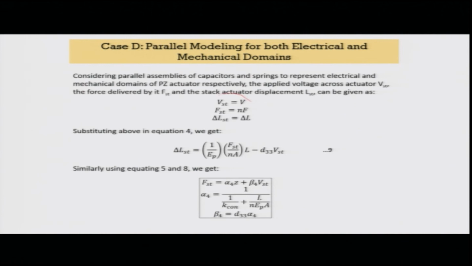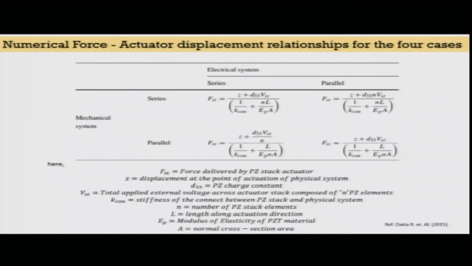If you try a parallel model for both electrical and mechanical domains, you would see that once again, with respect to these assumptions, you will be able to get VST as V, FST as NF, and delta LST as delta L. Because this is a parallel model, you are going to get this force, which is defined by two parameters, alpha 4 and beta 4. So, you can develop various such combinations based on your requirement. In fact, we have carried out many optimization studies of such systems, which you will see in the reference.